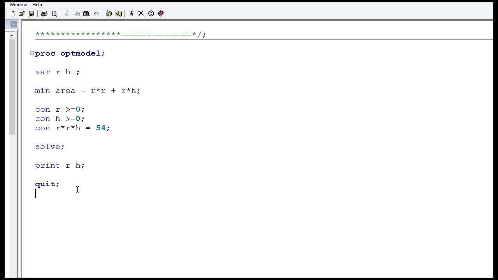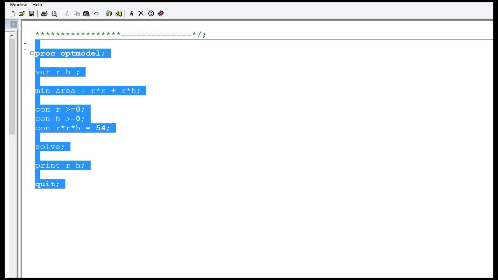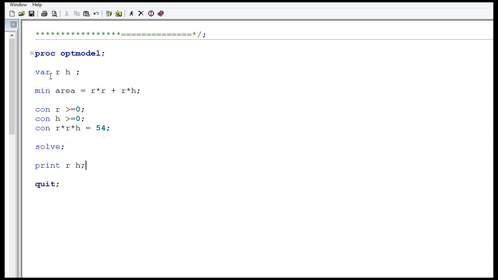Look at the syntax carefully. Optimization syntax follows 3 steps. You define your variables of interest for which you want to know the values. You define your optimization function, and then you define your constraints, and then you solve it and print the variables of interest. Let's run this.